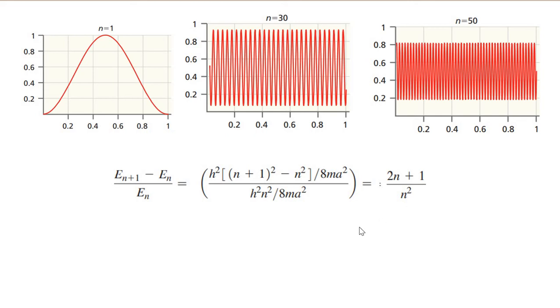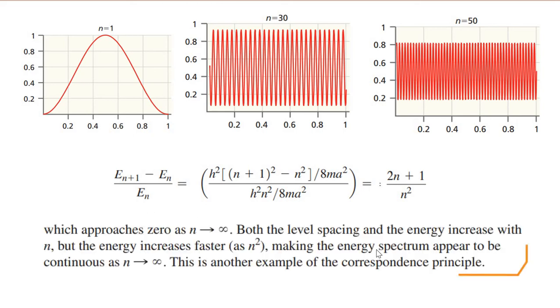Okay, so I've evaluated a very simple concept, the relative difference of consecutive energy levels. Relative because I am dividing by the energy. So what is the significance? You see that the right hand side result approaches 0 as n tends to infinity. The numerator is the level spacing, so that is also increasing because n is increasing. But the denominator is also increasing and it is increasing as a square. So both the level spacing and the energy increase with n, but the energy increases faster, the denominator, because it is n square. So making the energy spectrum appear to be continuous.